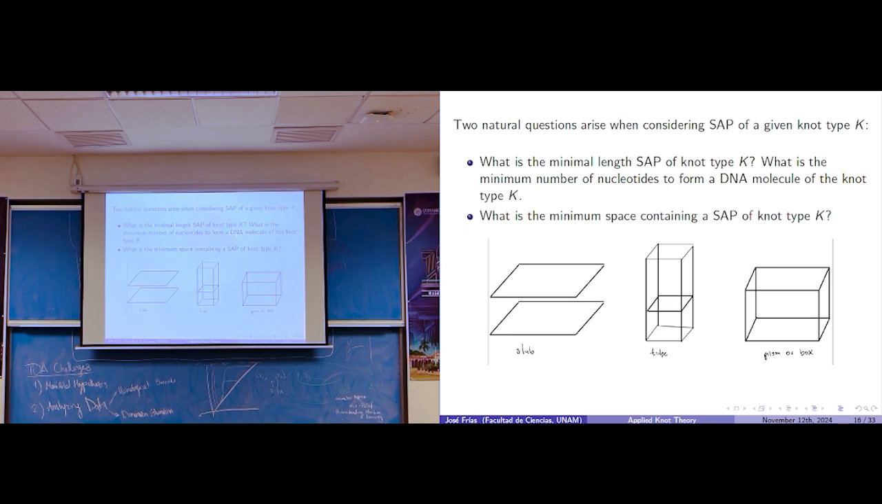To know this number could be related to the minimum number of nucleotides to form a DNA molecule. And there is also a problem concerning the confinement of this self-avoiding polygon to different models. So we have the two-slab model, which is take two parallel planes, and the knot is here, right? Or the tube, where you have to consider 4 planes. And finally, a box, and try to realize a knot in this confinement. These are very difficult problems.